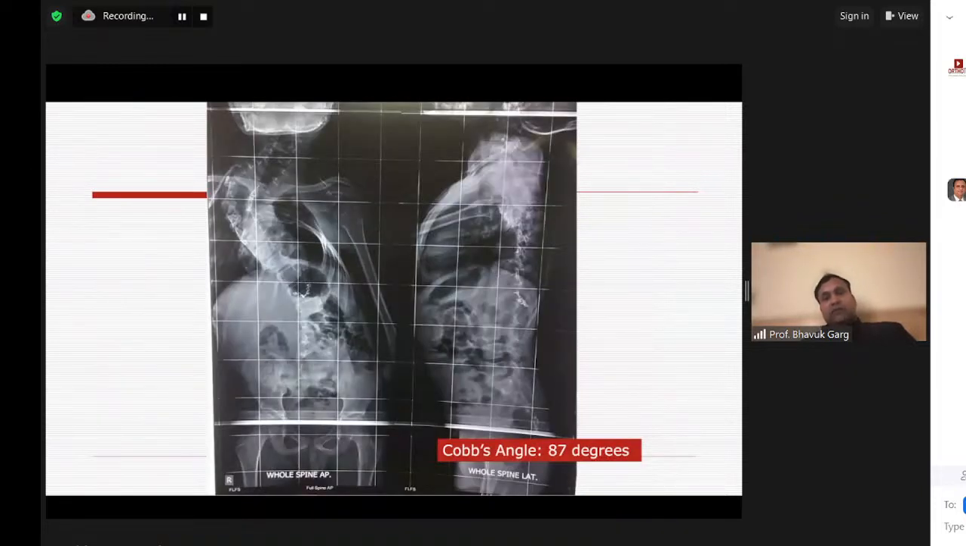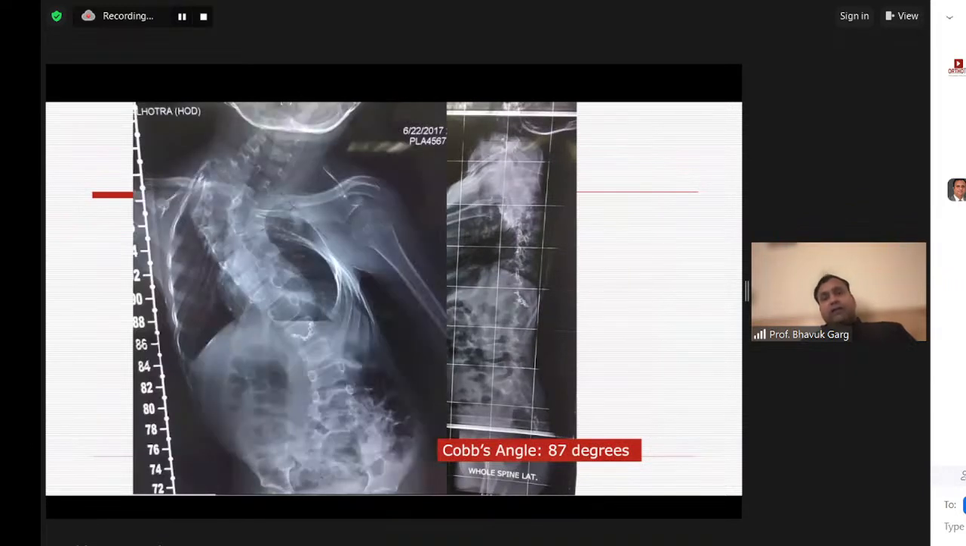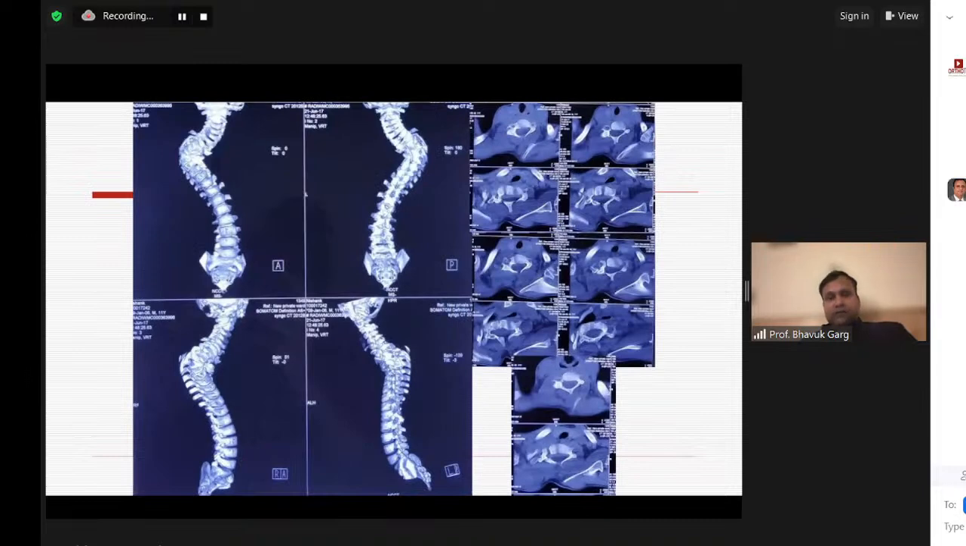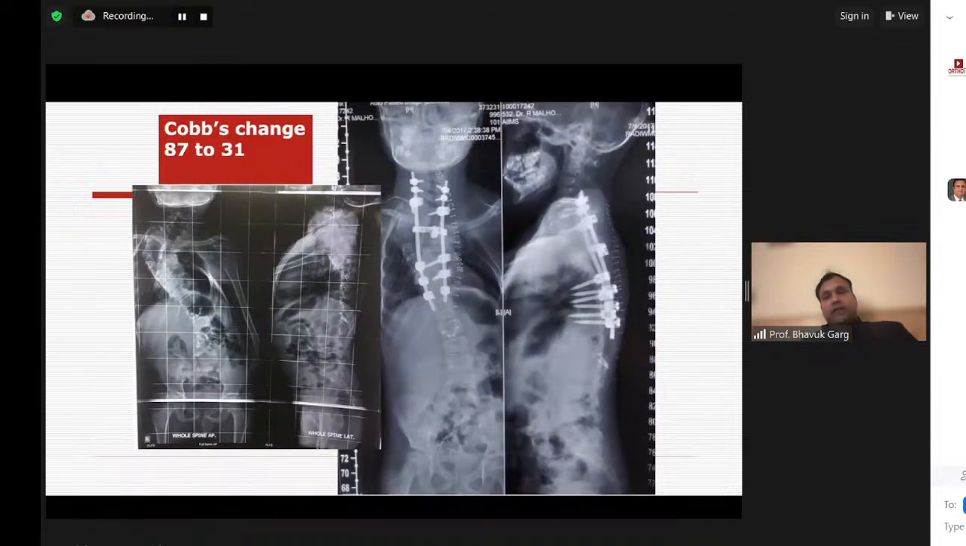This was a case multiply operated with severe deformity, and if you see here, his scapula was touching the mandible, and his ribs were touching the pelvis, so it was a very painful problem for this child. And again, you can see there were signal changes inside the cord. So this was a difficult case, and with proper planning and proper execution, we could get a good correction with the help of the VCR in the cervicothoracic junction.